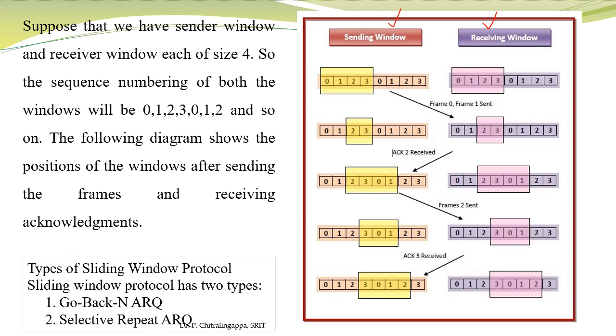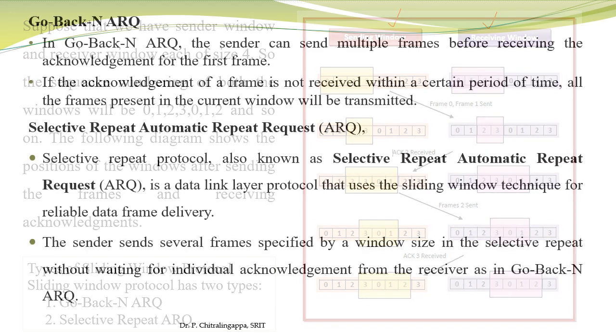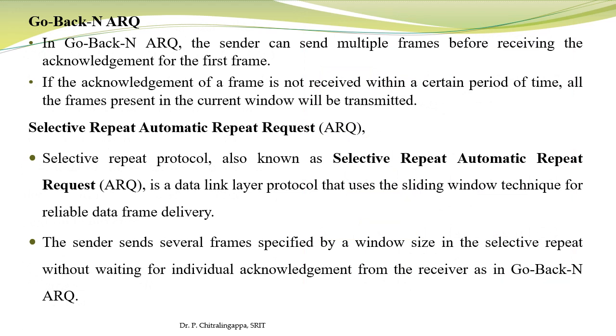These are the two important protocols: go back N ARQ and selective repeat ARQ. In go back N ARQ, the sender can send multiple frames before receiving the acknowledgement for the first frame. We don't want to wait for the first frame. Until the window size is reached, try to send all the frames without any acknowledgement. But whenever the window is full, wait for the acknowledgement. If you get one acknowledgement from the receiver end, then you transmit the next frame.